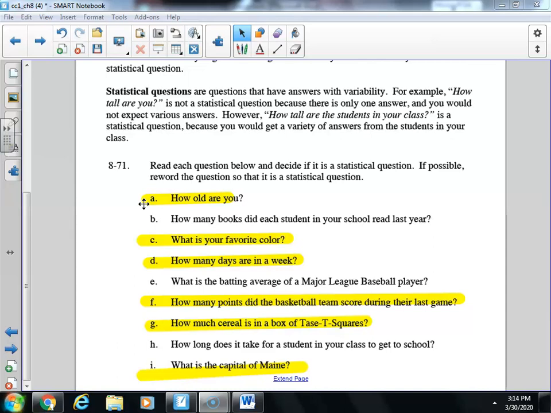What is your favorite color? So again, pause the video, we'll start with that one and see how can you reword these to make them statistical. And some of them may not be possible to reword. And think about what types of questions those are.